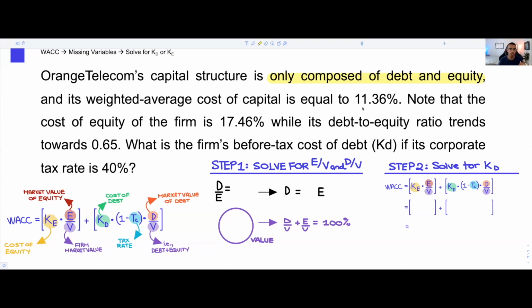Now let's proceed. In this case, they told you that the weighted average cost of capital is equal to 11.36%. Now, some bells should be ringing, because you're seeing that they're already giving you the WACC, so it's probably not what you're going to solve for. And they're also letting you know that the cost of equity of the firm is equal to 17.46%, while the debt to equity ratio of this company trends towards 0.65. That's very interesting. So they gave you a bunch of information that you need, but they also gave you the output of the formula that you will literally only need to use for this chapter.